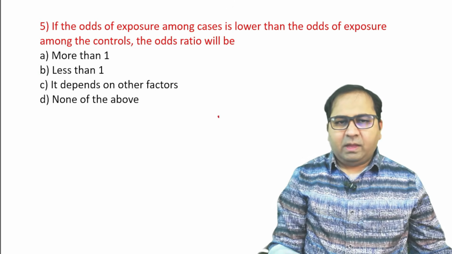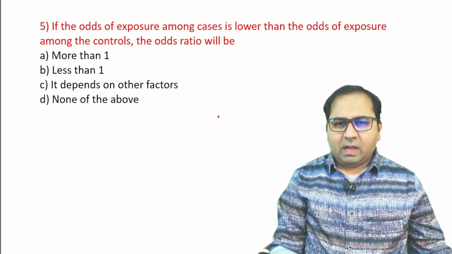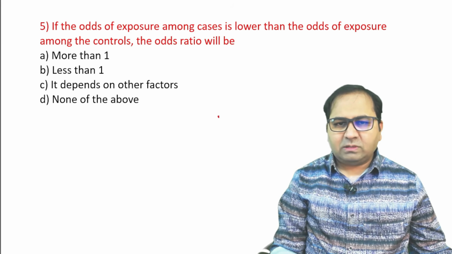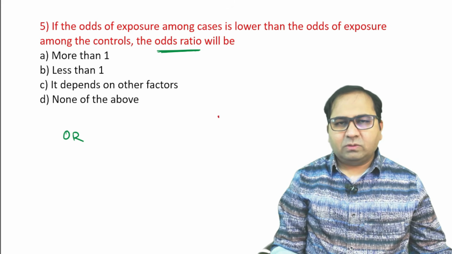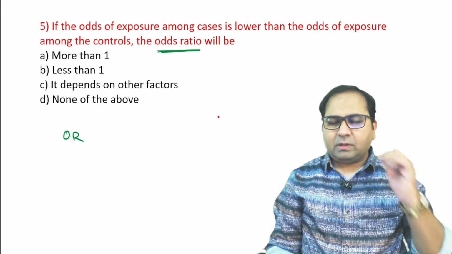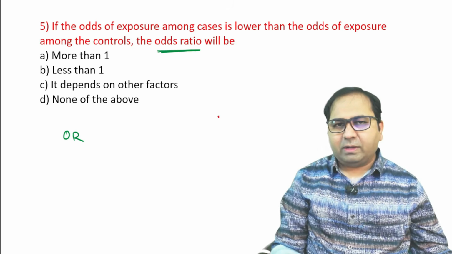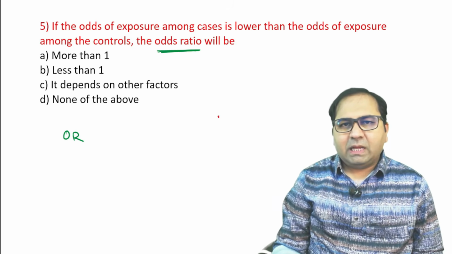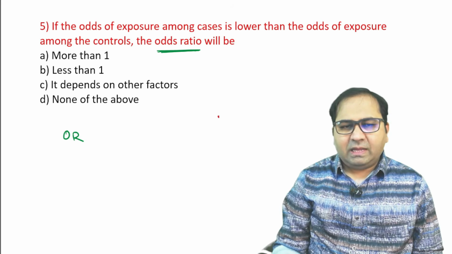Next question. If the odds of exposure among cases is lower than the odds of exposure among the controls, then the odds ratio will be what? Once again, the question: if the odds of exposure among the cases is lower than odds of exposure among the controls, then the odds ratio will be what? Options are A, more than 1, or B, less than 1, or C, it depends on other factors, or D, none of the above.